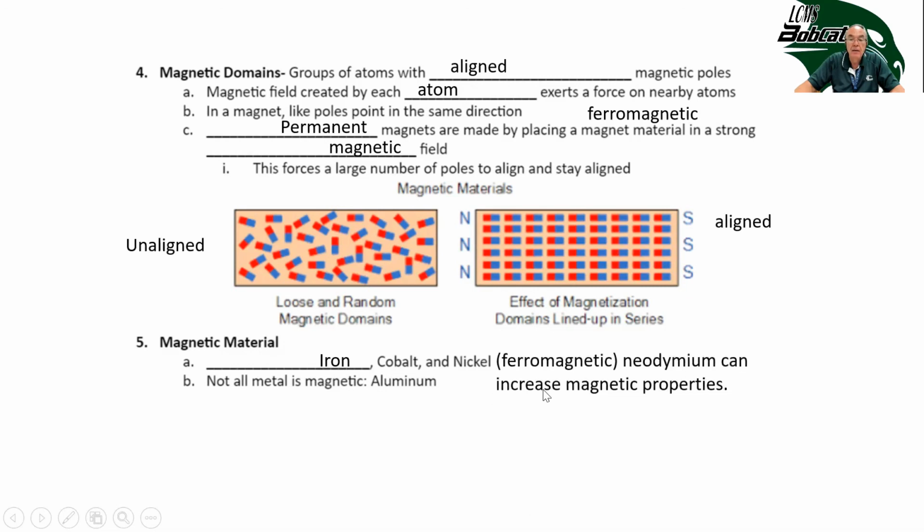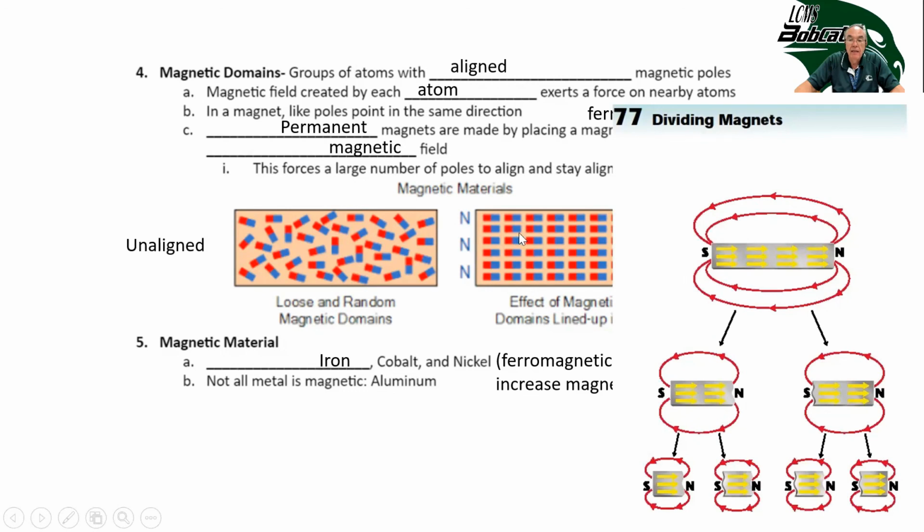Neodymium can be added to increase the magnetic properties of the ferromagnetic metal. So you sometimes see magnets that say they're neodymium. If you add this, it increases the magnetism of iron.